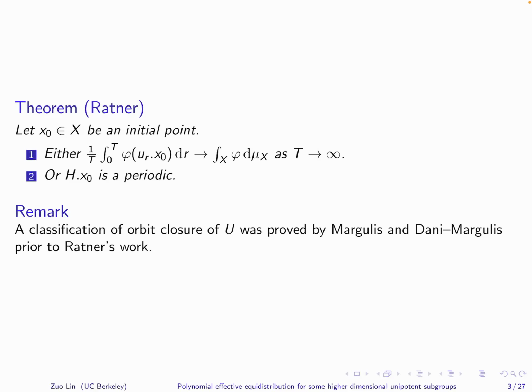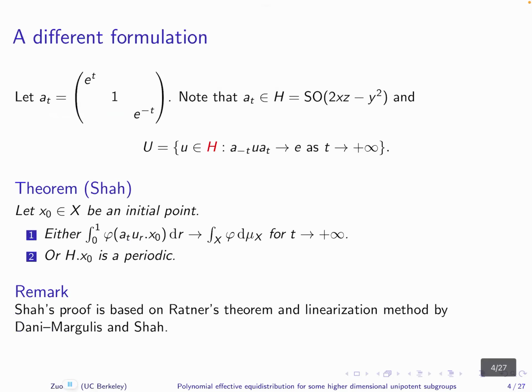Let me move on. I will also introduce a different formulation of the previous theorem. Let me introduce one more element in my group H. I will let a_t be this diagonal element: e to the t, 1, e to the minus t. For this one, it is very easy to check that it preserves the previous standard indefinite quadratic form. You multiply e to the t on x and e to the minus t on z, so it preserves this quadratic form.